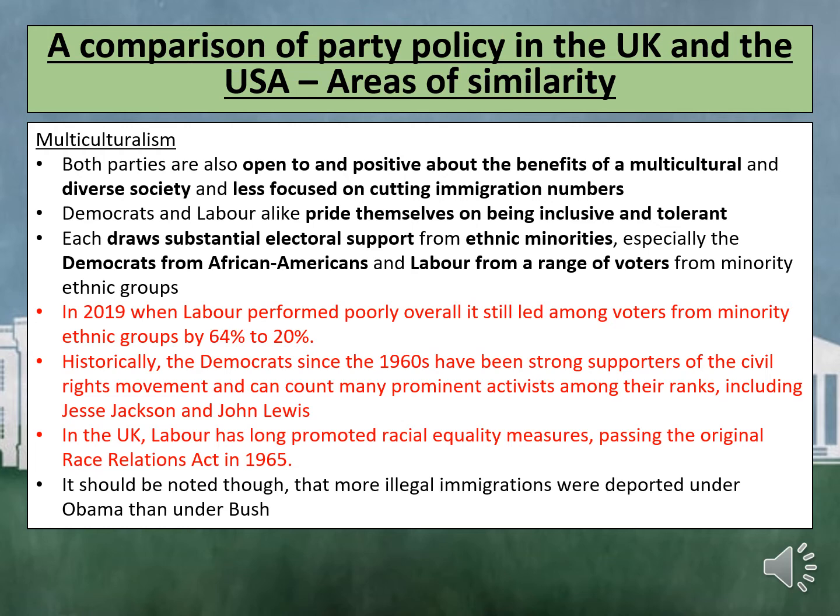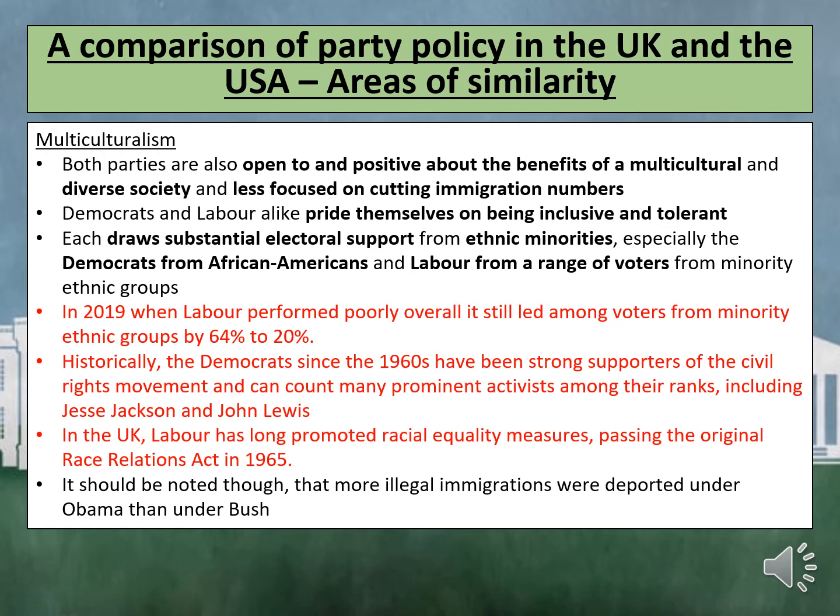Democrats and Labour alike pride themselves on being inclusive and tolerant. Each draws substantial electoral support from ethnic minorities, especially the Democrats from African Americans, and Labour from a range of voters from the minority ethnic groups. In 2019, when Labour performed poorly overall, it still led among voters from minority ethnic groups by 64% to 20%.